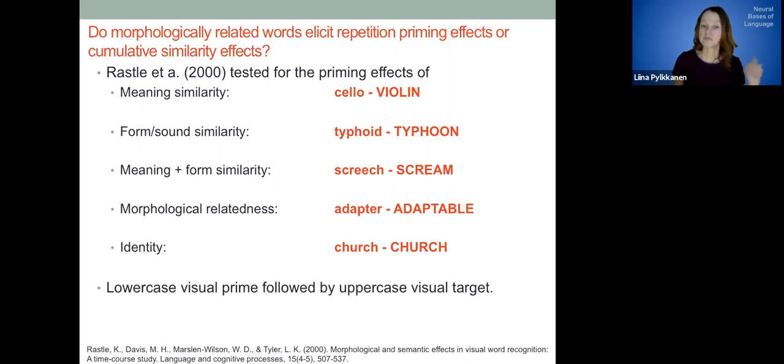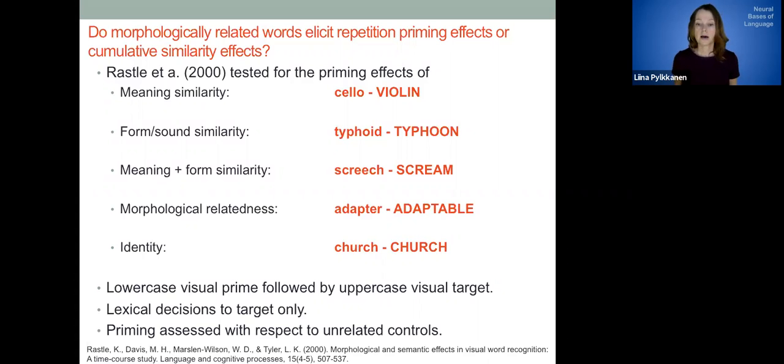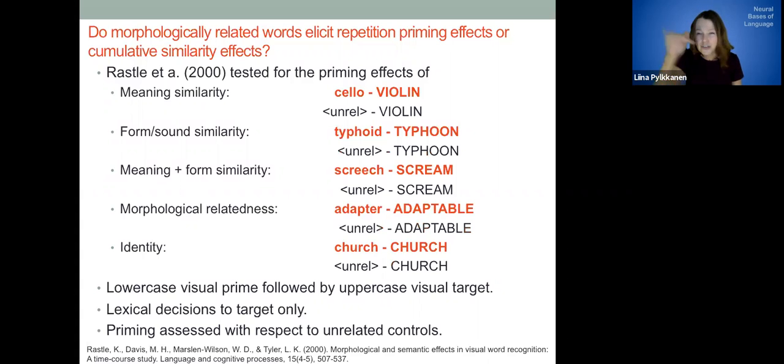Okay, so lowercase visual prime followed by uppercase visual target. They're doing lexical decisions only to the second word, so that's the target. So they're pressing yes if it's a real word in English, no if it's not a word that they know in English. And the priming is assessed with respect to unrelated controls as a standard. So each of these will also have their unrelated pairing.